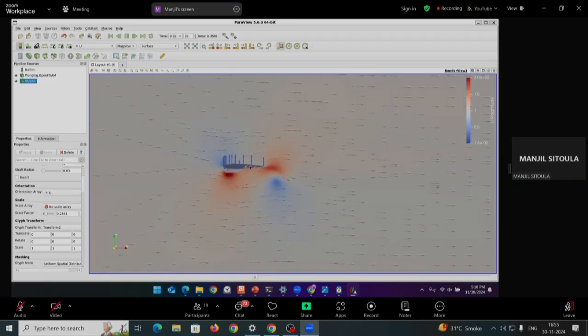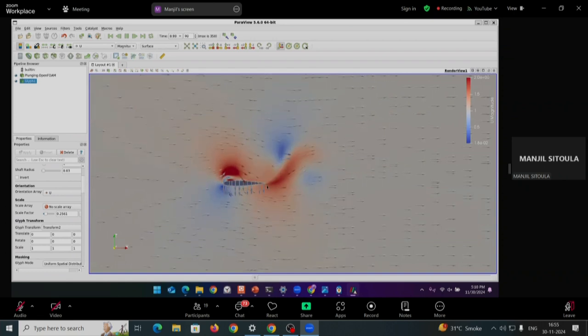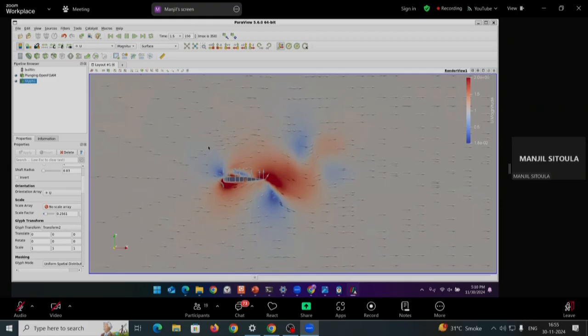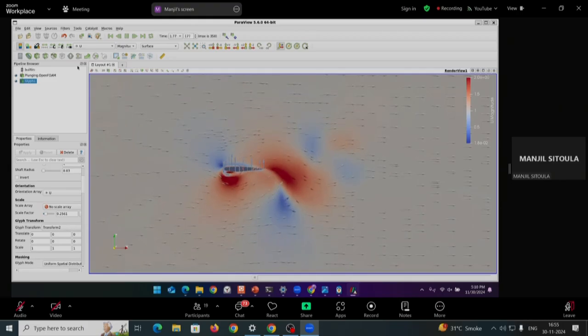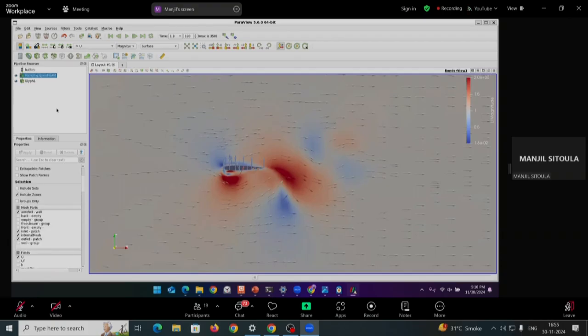And there is also flow separation that is taking place at the leading edge. You can see here. As well, at the trailing edge, the flow will separate from the trailing edge and vortices are formed. So this is for the velocity vector. So now we can also compute our vorticity.